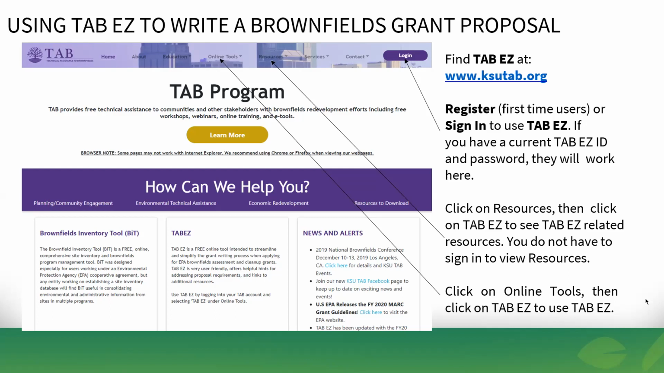First thing you have to do, though, when you log in, you go to Tab Easy, and here's the website. Register if you're a first-time user. We don't use that information for any purposes except to maybe let you know about events that are coming up. And if you have a current Tab Easy ID and password, it'll work for this.